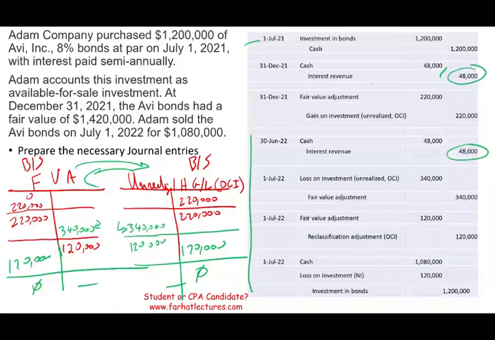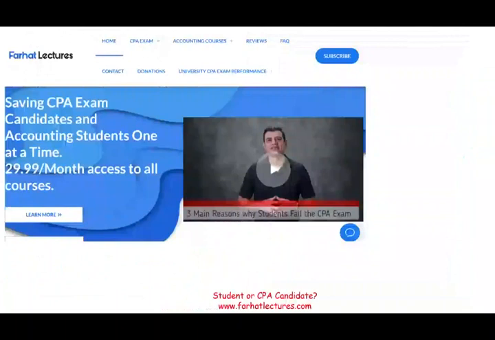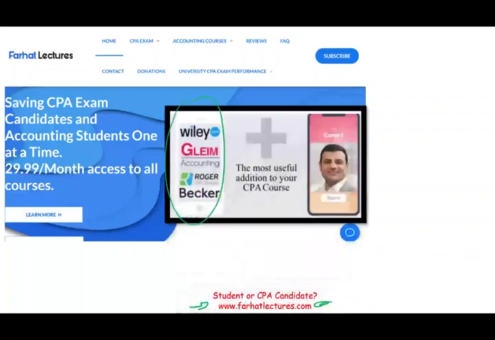Again, there's a lot of moving parts. The key, on the CPA exam, is that the questions are not designed to really test your deep or advanced knowledge. They test your basic knowledge. So if you have a strong basic knowledge, and this is where I can help you, plus your CPA review course, you will be ready to answer any questions on the CPA exam.